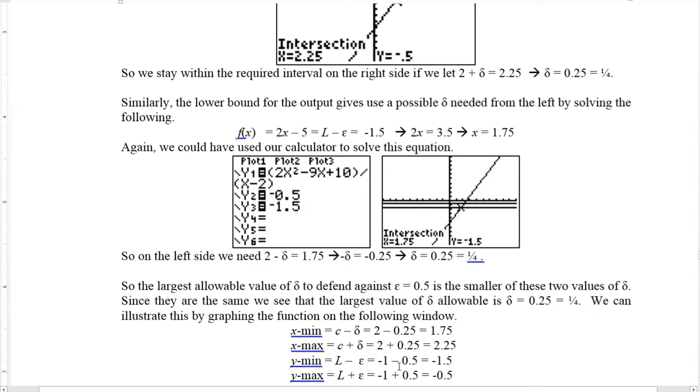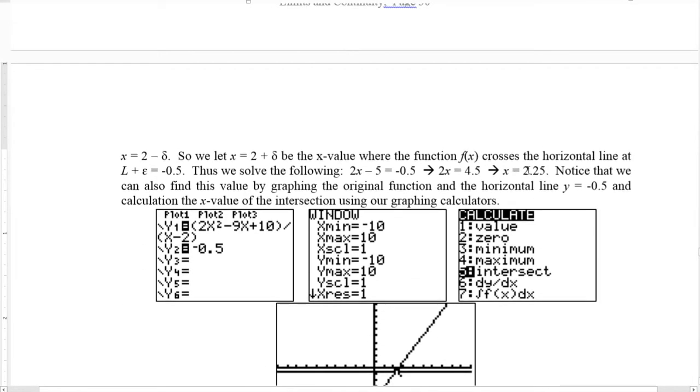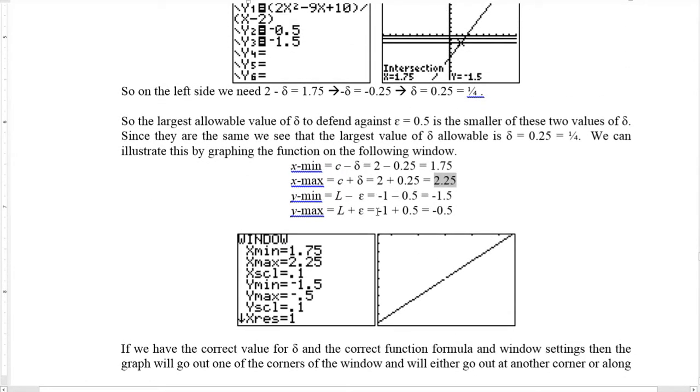We want to find our window settings. So our window setting goes from x min of c minus delta to x max of c plus delta, and a y min of L minus epsilon to y max of L plus epsilon. Well, let's work out what those are. Remember, c is 2 and delta is 0.25, so we get 1.75 and 2.25 for the two x values, which are the two x values that we just found earlier, right? And we'd already worked out what the two y values are. L minus epsilon is negative 1 minus 0.5, which is negative 1.5, and negative 1 plus 0.5 is negative 0.5, which is L plus epsilon for y max.